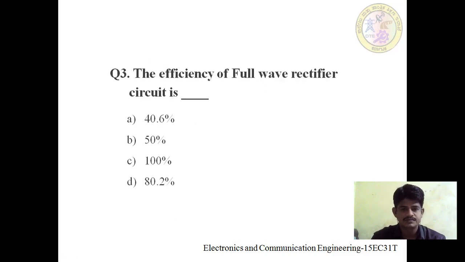Next question. The efficiency of a full wave rectifier circuit is dash. So it is dealing with the efficiency. Let's see the options. Option A, 40.6. Option B, 50. Option C, 100%. Option D, 80.2%. Okay. So in the beginning of this session we discussed the efficiency of a full wave rectifier. So try to understand and get the answer to this question.